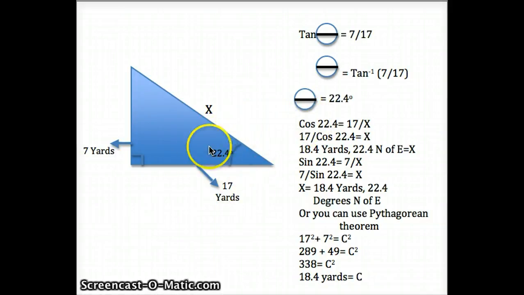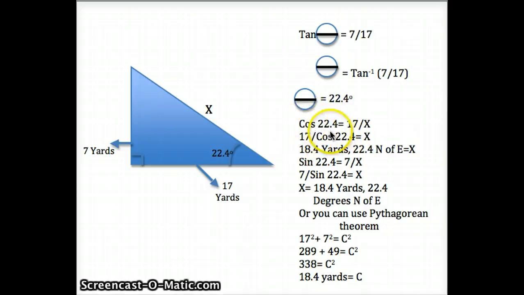Now that we know this piece of information, we could either use cosine or sine to get the hypotenuse. We could use cosine because we have the adjacent right here, and we have the known angle, and we have to find the hypotenuse. We could also use sine because we have the opposite over here, and we have the known angle, and we have to find the hypotenuse. So we could start with cosine.